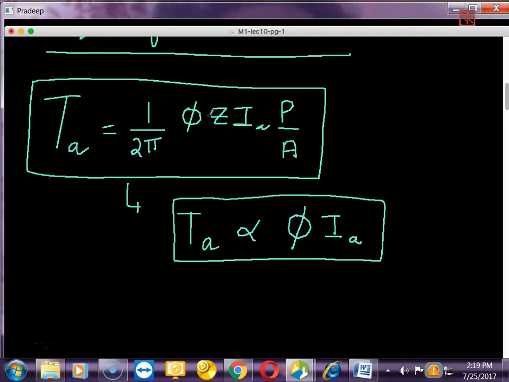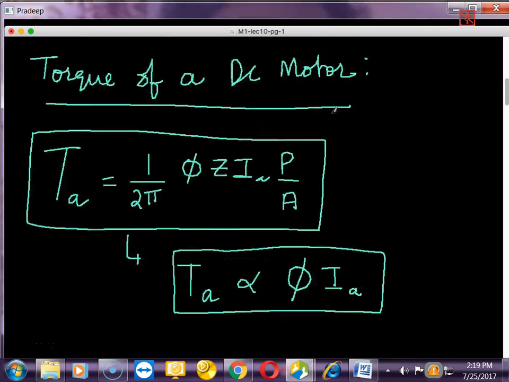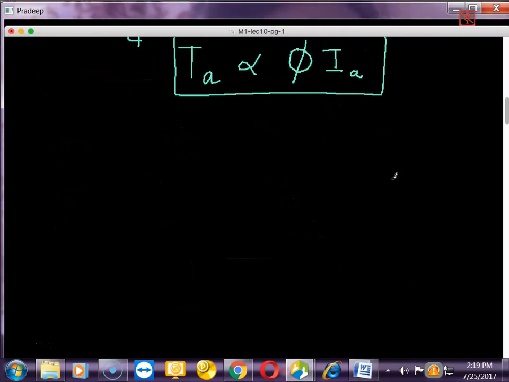Because Z is constant, P is constant, A is constant, 2 pi is constant. If I remove all the constant terms and keep only the variable terms, then the armature torque is proportional to the product of flux and the armature current. So if armature current increases, torque increases. Similarly, if flux increases, torque also increases. So this is the basic characteristic of a DC motor. Now coming to the shunt machine.